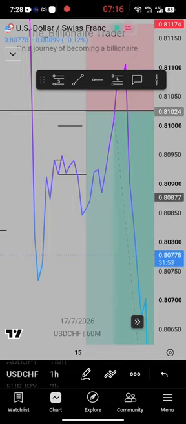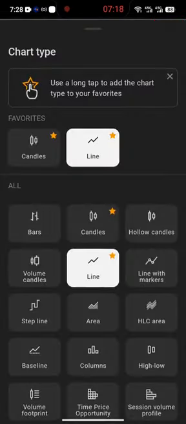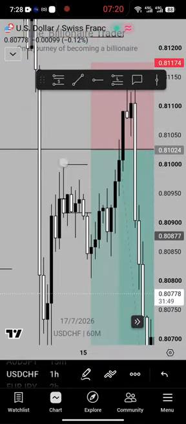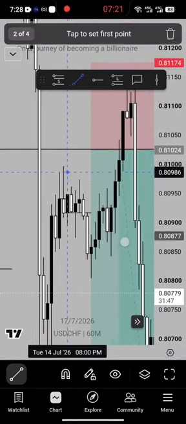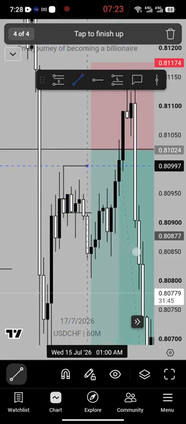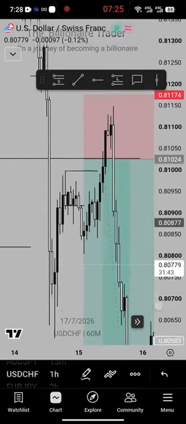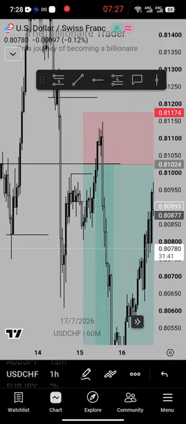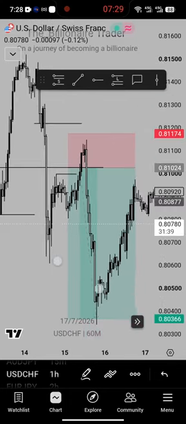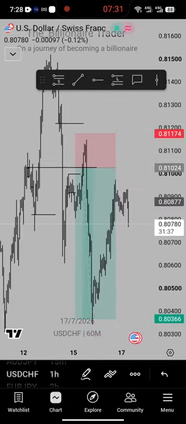Not only does it show that it is a high probability setup, it also shows that my entry is valid, it is right. So you should see it, we have the engineered liquidity, and boom, price actually mitigates it and goes further.